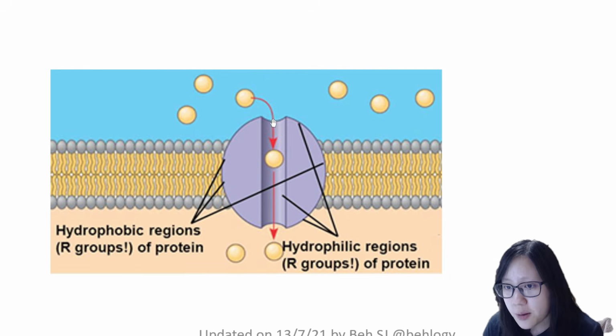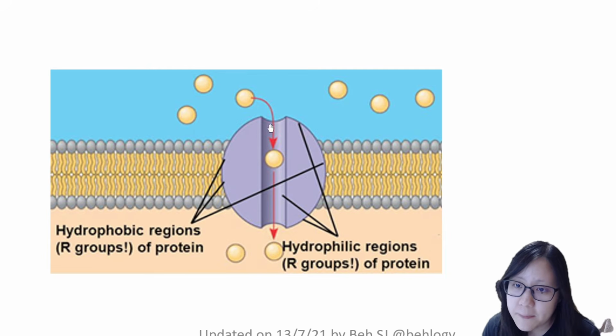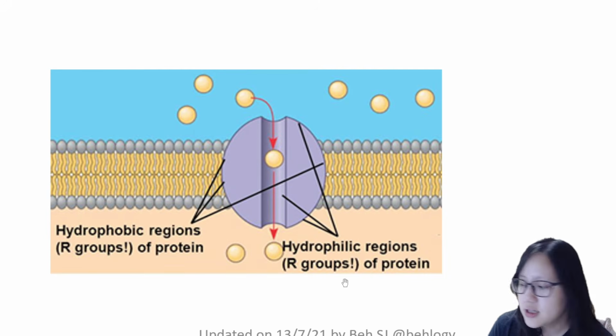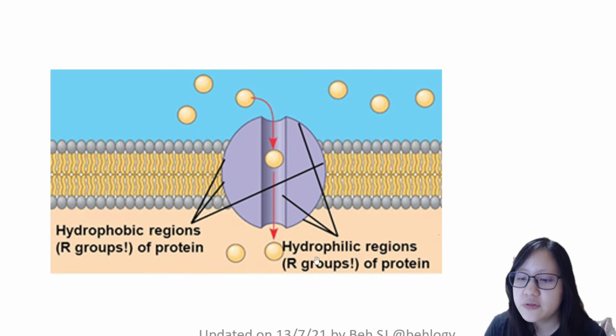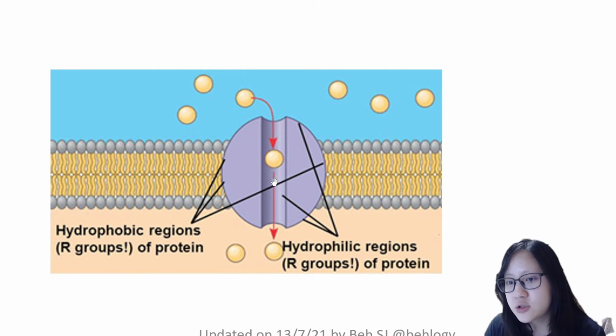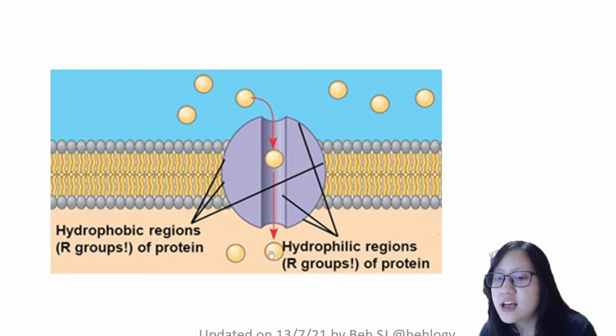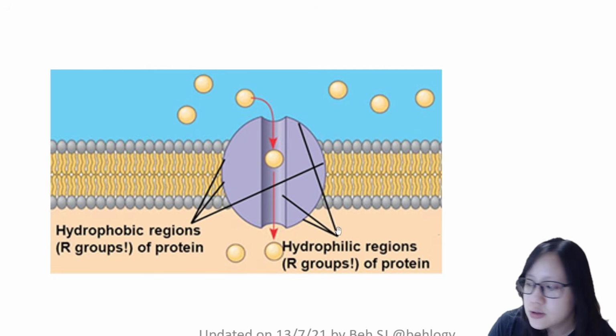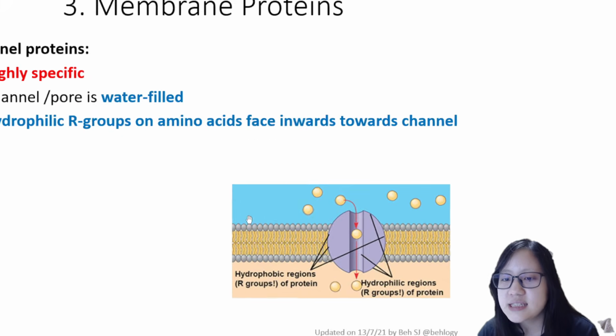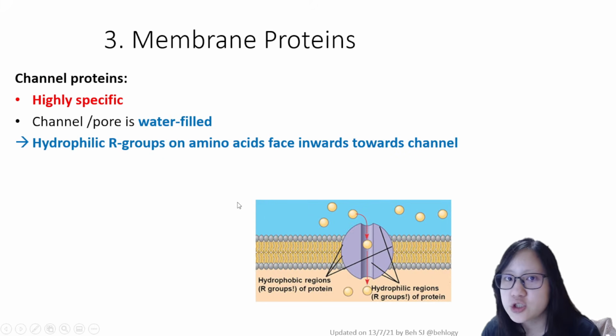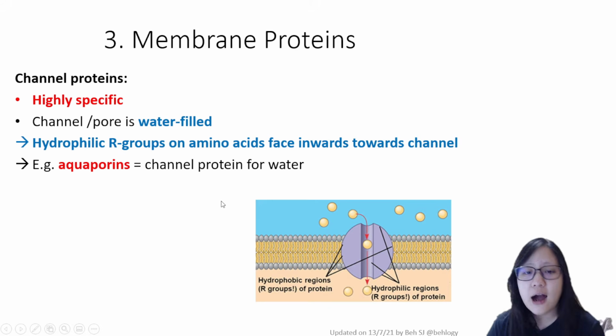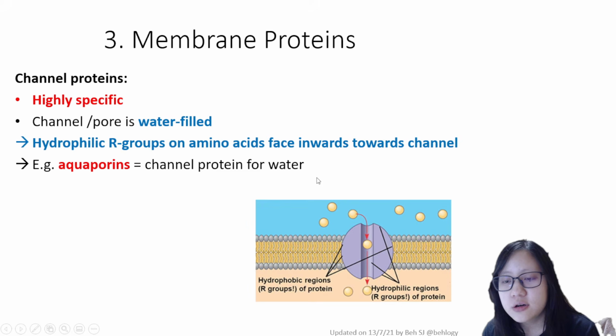Now, one more thing about channel proteins is that the middle, the pore, is also made of hydrophilic regions, which are basically R groups of the protein. So hydrophilic R groups point inward towards the channel, enabling water to fill it and enabling water-soluble substances to pass through. Now, an example of a channel protein, which you will hear about a lot in your syllabus, is aquaporins. Aquaporins are channel proteins for water.